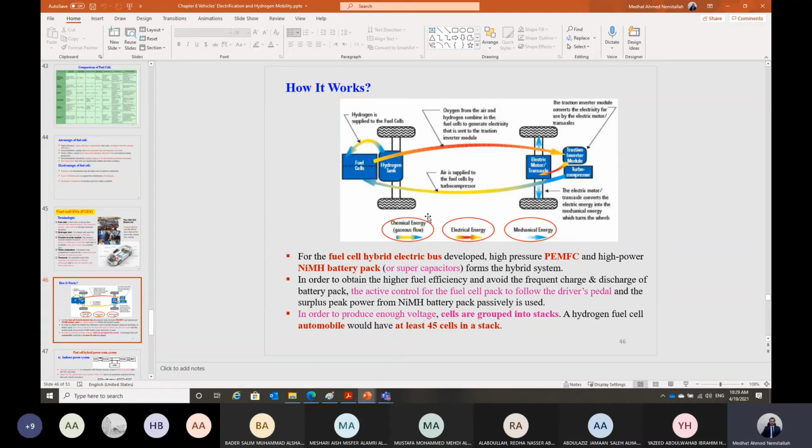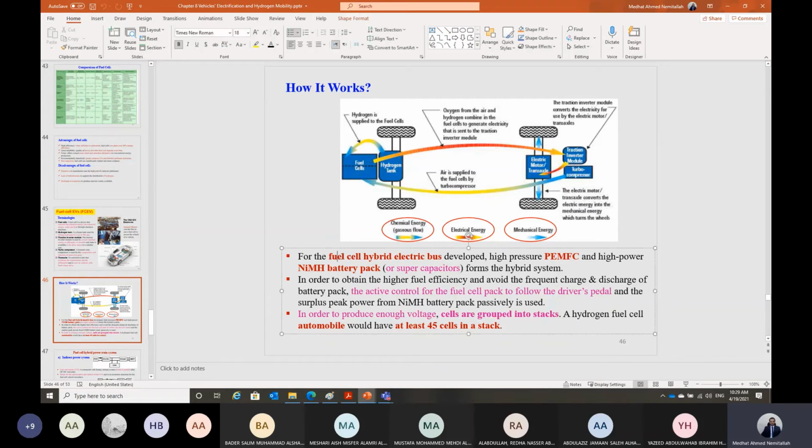Look at the components here and the energy conversion. We have converted the chemical energy, which is the energy of hydrogen, into electrical energy, which you can transfer to the electric motor. And then through the electric motor, this electrical energy is finally converted to mechanical shaft power.